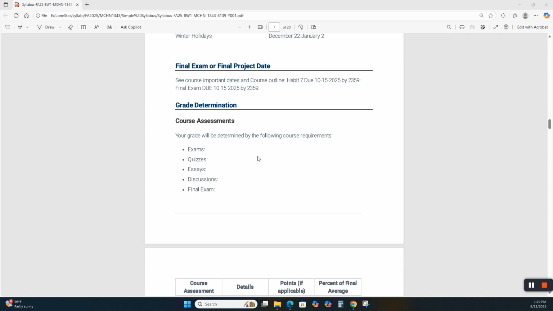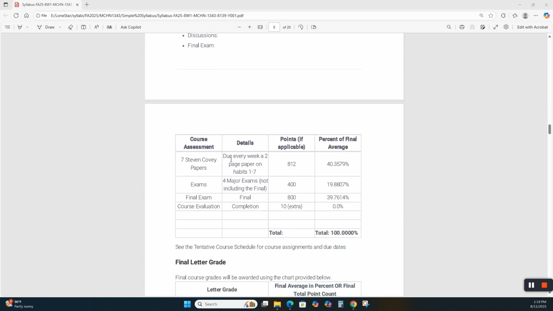How is your grade going to be determined? It's real simple. You have 7 2-page typed Covey papers, 1 on each of the 7 habits. The book for Covey is in D2L. It's a PDF. You can start on page, I think it's 31. It's where the first habit starts. You don't even have to read the whole book. Just go to habit 1, read habit 1, and pick some of the points in habit 1, and then do a reflection paper. How does it affect you? How are you going to use it? How do you feel about that?